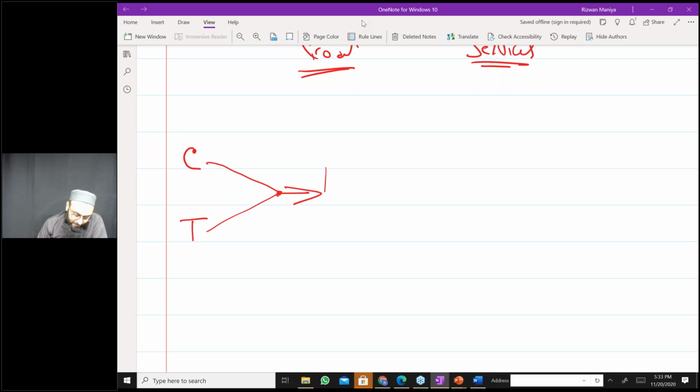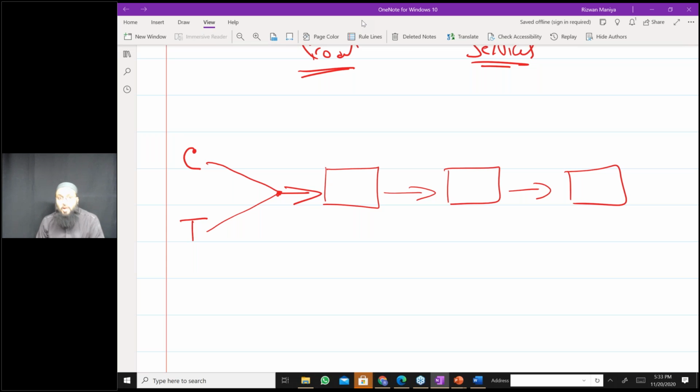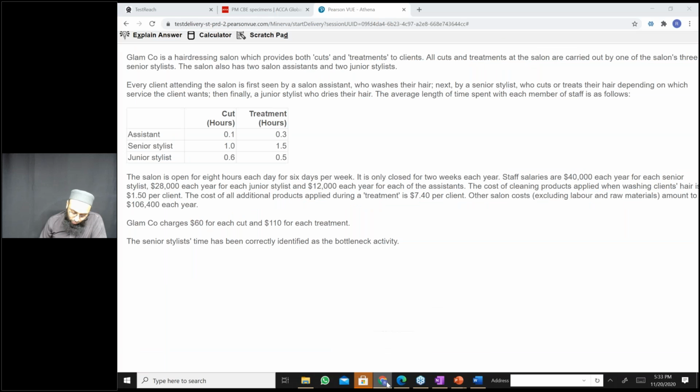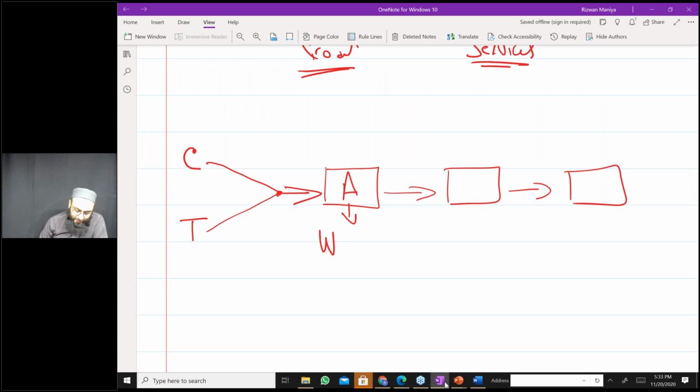So every person comes and follows this process. And what is the process? Whether you are here for cuts or for treatments, first you will meet the salon assistant, who washes their hair. Try to understand. I will make your concepts really good today with this question only. And how many assistants are there? There are 2 assistants.